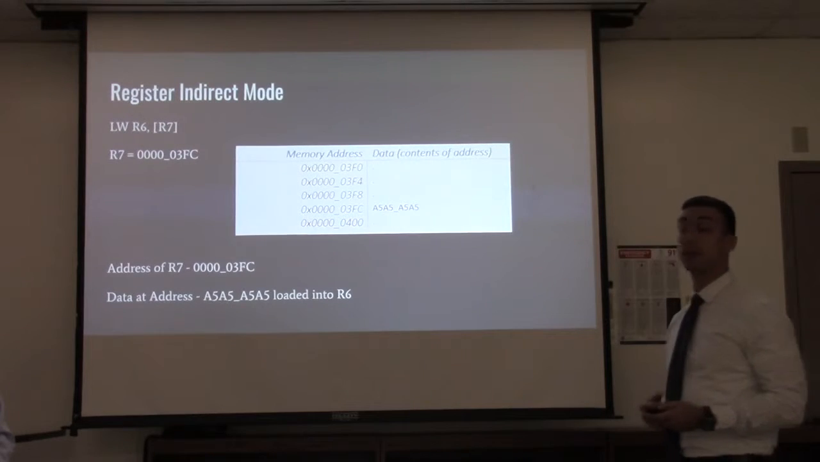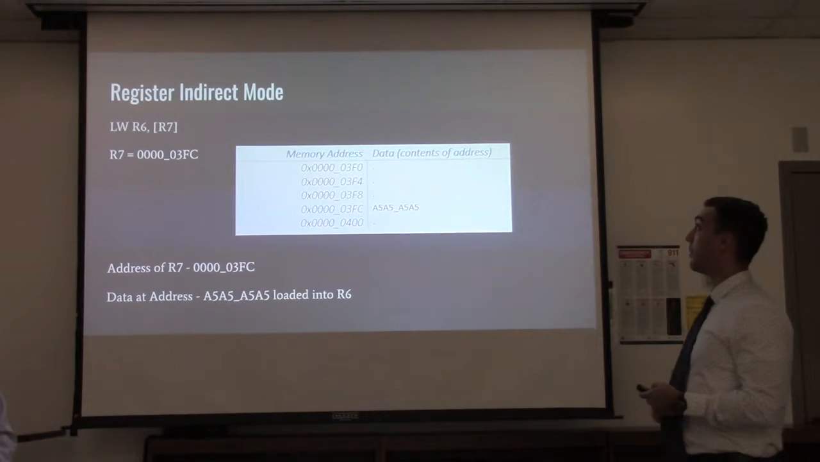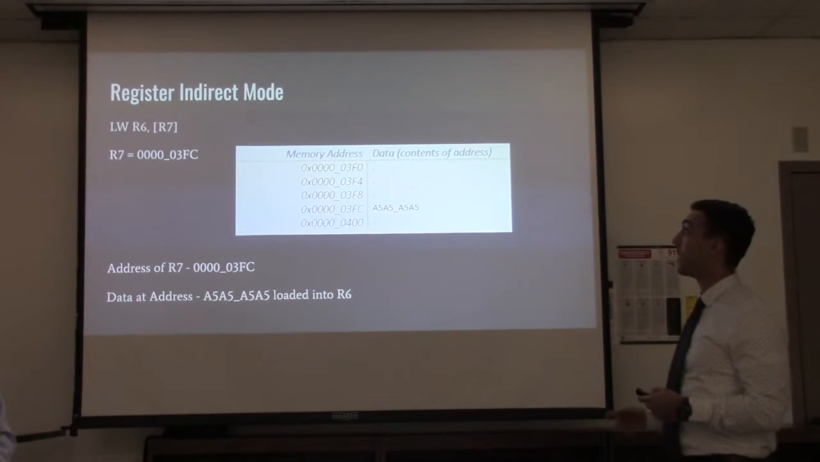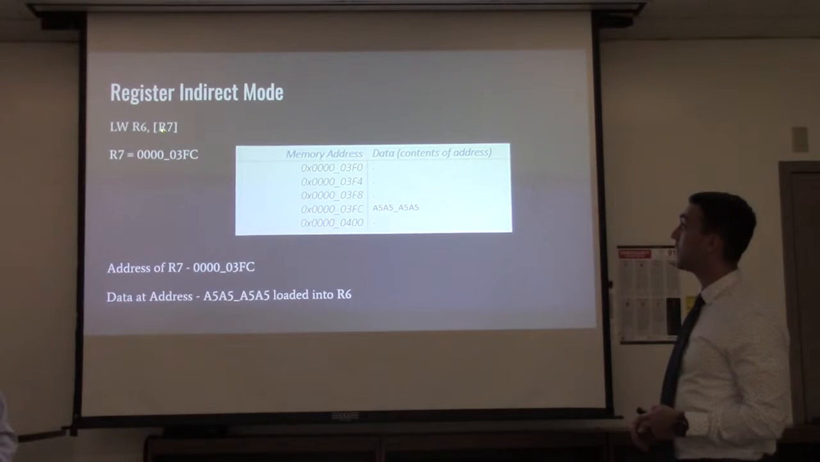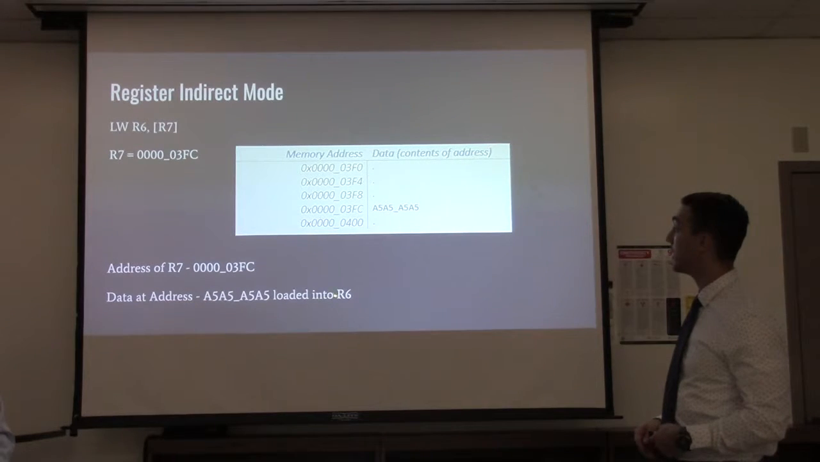And then finally we have register indirect mode. So good examples of instructions for this are maybe a load word or a store word. So as you can see, we go to the address of R7 right here in memory. We grab the data contents in that address, and then we load it into R6.